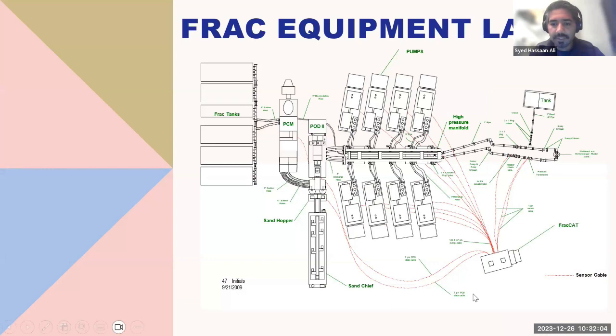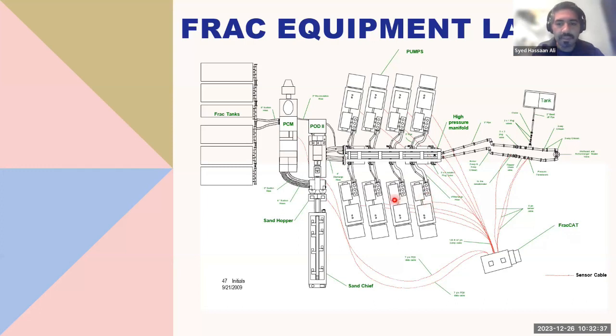This is actually a picture of a frac spread. So we have our frac tanks, and we have our pods or blenders over here. These are all connected to the frac missile, which is a high pressure manifold. You have pumps, which are parked at an angle. And these red lines are sensor cables. These sensor cables are pressure and temperature transducers that are connected through different areas of the frac spread.